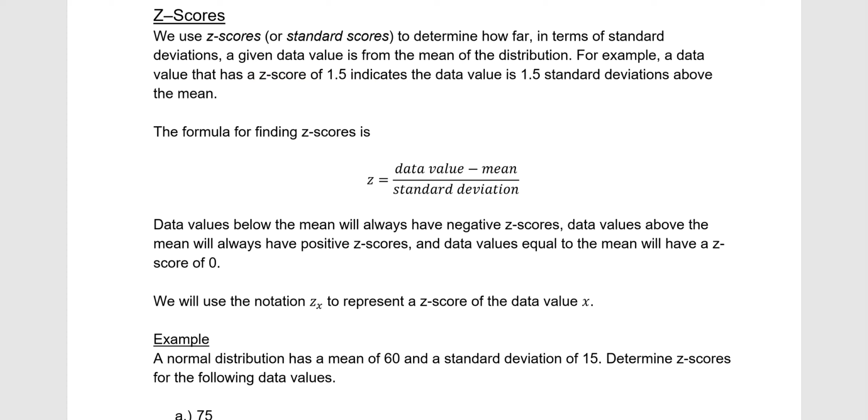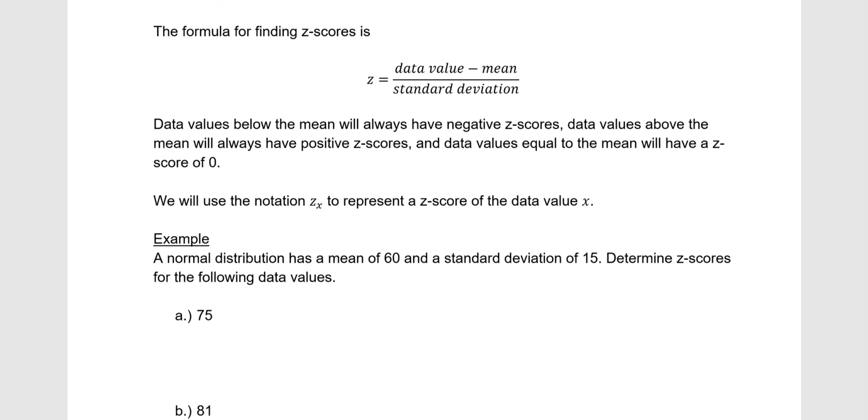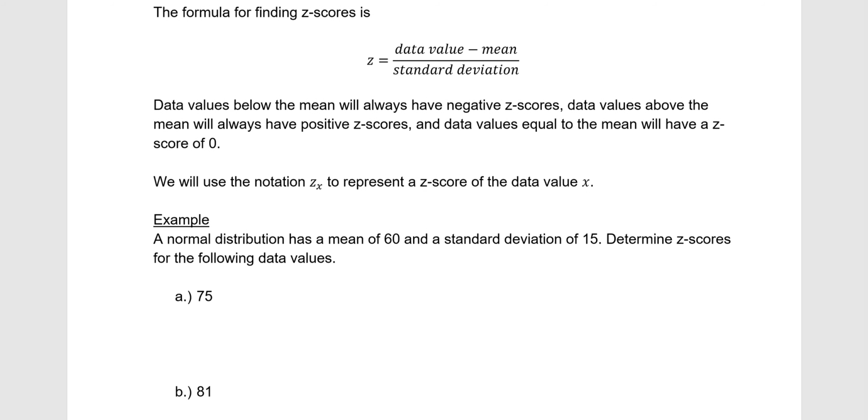And here's the formula that we're going to be using. It's going to be z equals the data value minus the mean over the standard deviation. And data values below the mean are going to have negative z-scores. Data values above the mean will have positive z-scores, and data values that are equal to the mean are going to have a z-score of 0. And the notation that we're going to be using is going to be z sub x, and that's going to be for a data value x. So whatever z-score we're finding for whatever data value, we just plug that in for x as a subscript.